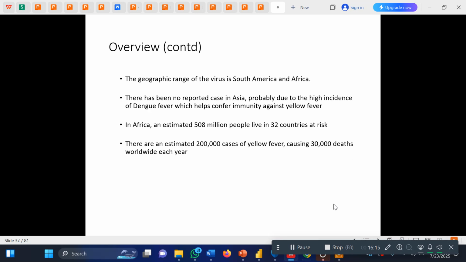The geographic range of the virus is South America and Africa. There have been no reported cases in Asia, probably due to the high incidence of dengue fever, which helps confer immunity against yellow fever. In Africa, an estimated 508 million people live in 52 countries which are at risk of this virus. There are an estimated 200,000 cases of yellow fever, causing 30,000 deaths worldwide each year.